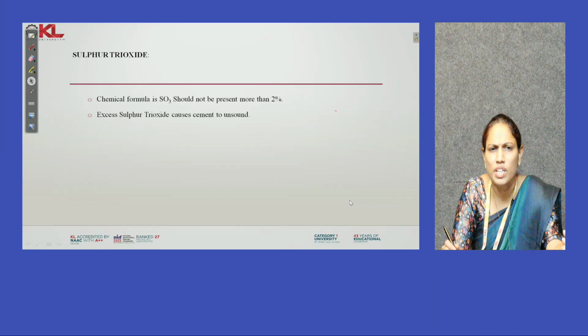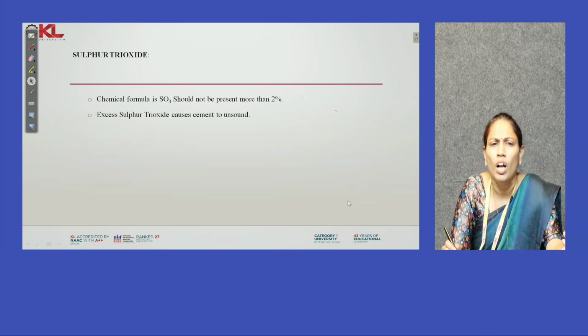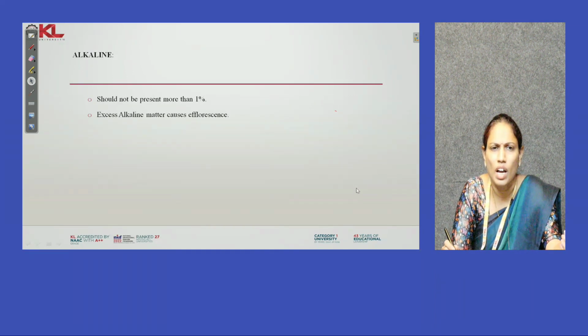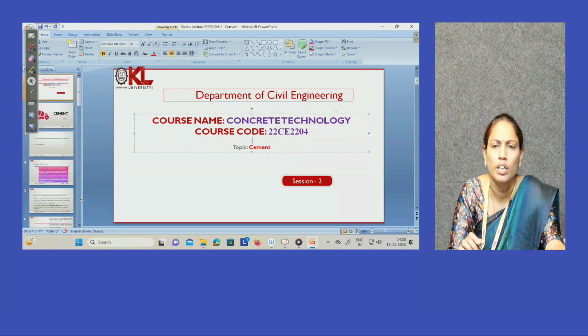Sulfur trioxide, if used in excess, increases unsoundness. Alkalis should not be more than 1%. A certain salt content can be accepted, but excess will give efflorescence in the concrete. Thank you.